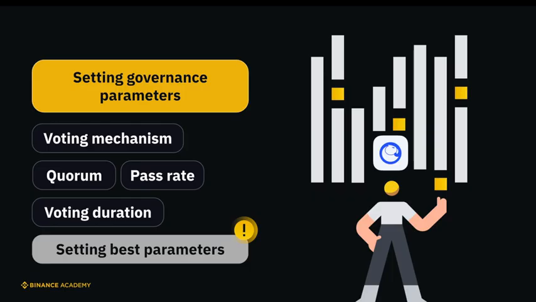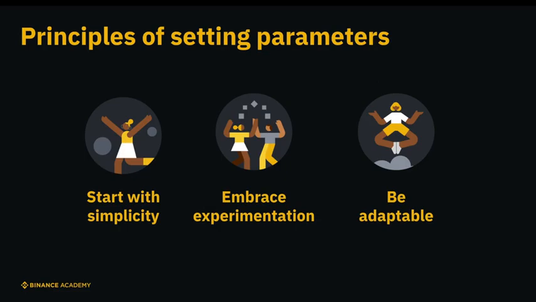Moving forward, you'll embark on the crucial step of configuring the governance parameters we covered in the previous module. The voting mechanism, quorum, pass rate, and voting duration your DAO will employ. With DAO creation platforms like Aragon, configuring these parameters online is simple. However, the more challenging part often lies in selecting the best parameters for your DAO. While a solid understanding of your community helps this process, there are some guidelines to consider.